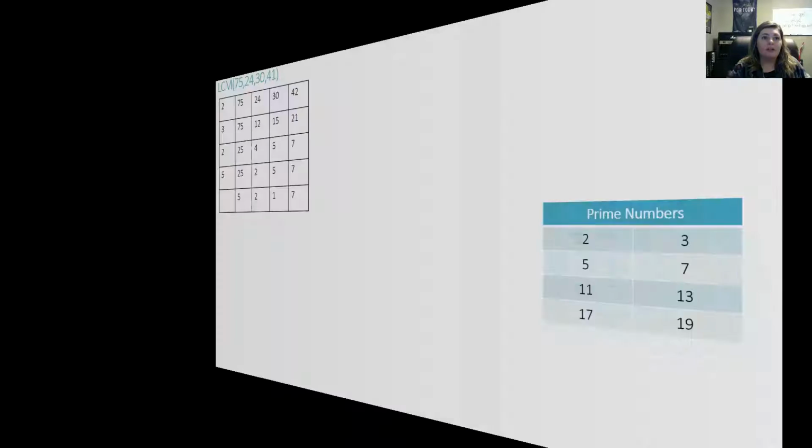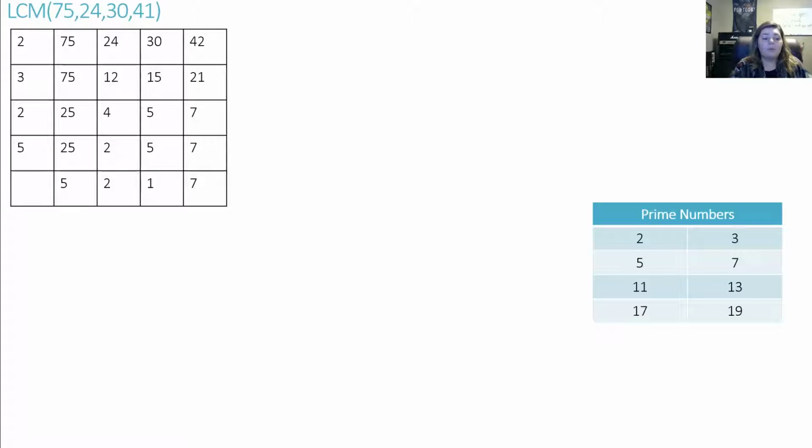So moving right along here, what we're going to do here is deal with the least common multiple. So the least common multiple is the smallest. What we're trying to do is find the smallest number of all of the numbers that can divide into. So we're trying to see, what can 75 divide into? Like, what's the smallest number that we can divide into?